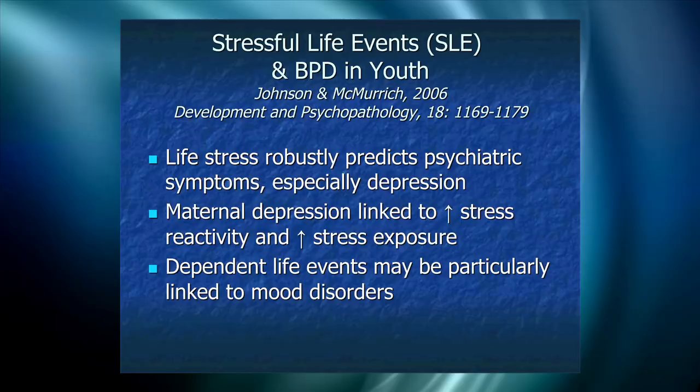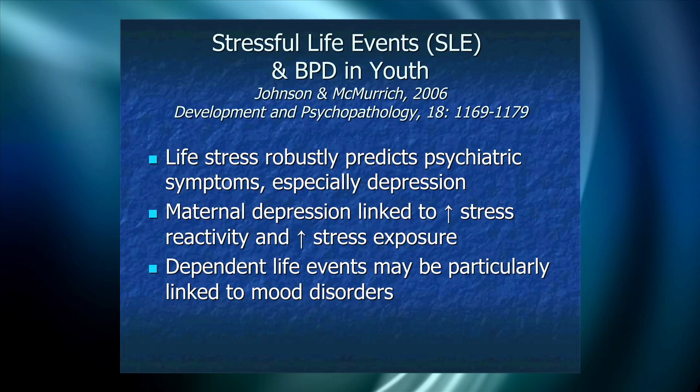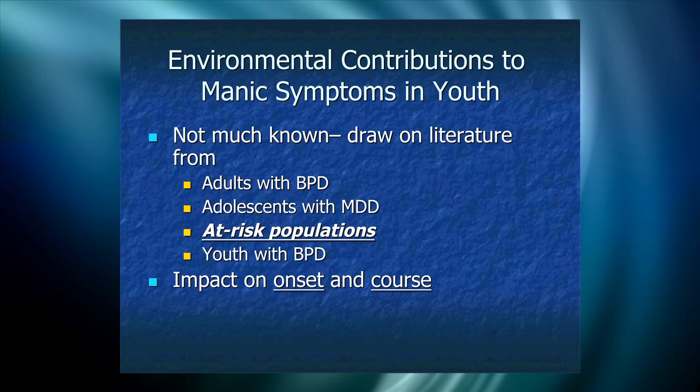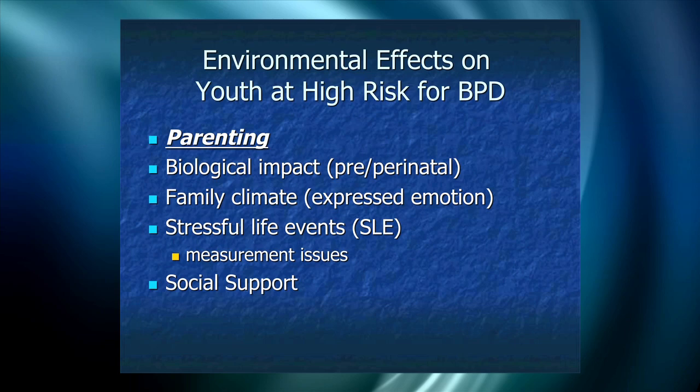But if I'm depressed and I'm really crabby and irritable and I break up with my boyfriend, that's a dependent life event. You follow that? So dependent life events may be particularly and understandably linked to mood disorders. Okay. How about at-risk populations? What do we know there? Five different areas. We'll talk about parenting, biological impact, family climate, stressful life events, and social support.